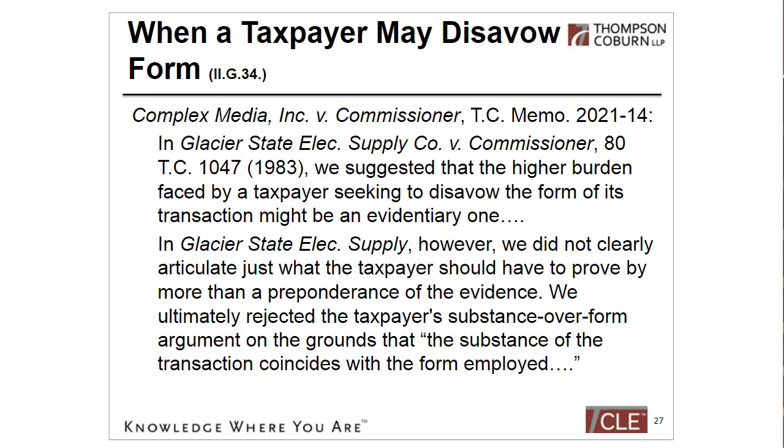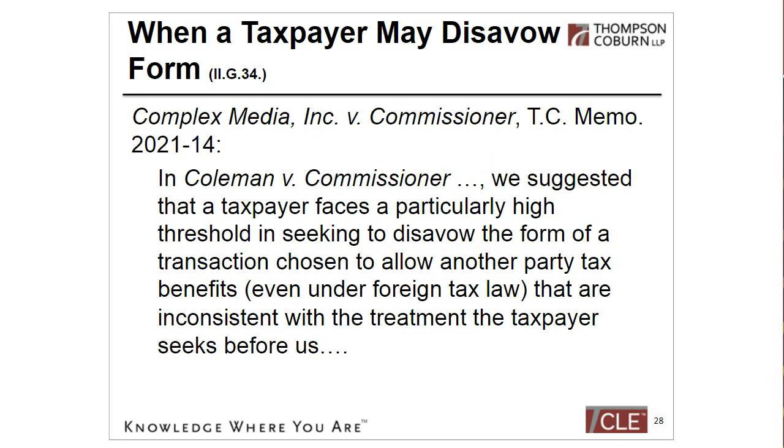And on slide 27, there needs to be a higher burden faced by the taxpayer to disavow the form because taxpayers set it up, so they're talking out of both sides of their mouth. They want to do something other than what they've set up. Now, what is the rule? It's more than a preponderance of the evidence. Slide 28 says the taxpayer has a particularly high threshold in seeking to disavow the form.